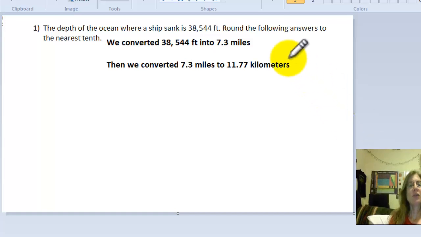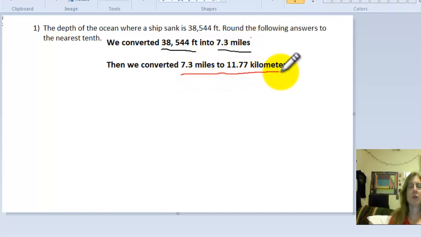Okay, so this is the other part of the same problem. This is the second video. In the first video, we converted 544 feet into 7.3 miles. Then we changed the miles into kilometers. Now we're going to start with those kilometers and we're going to go to meters.